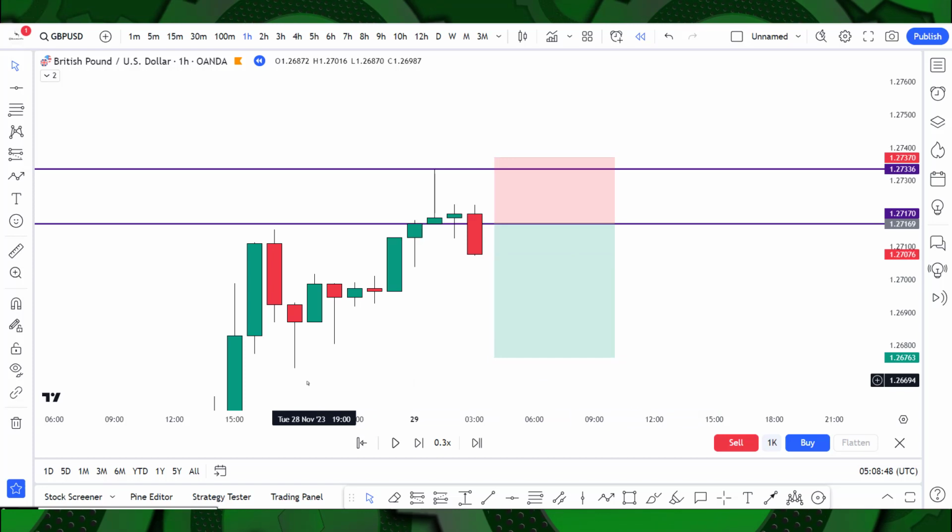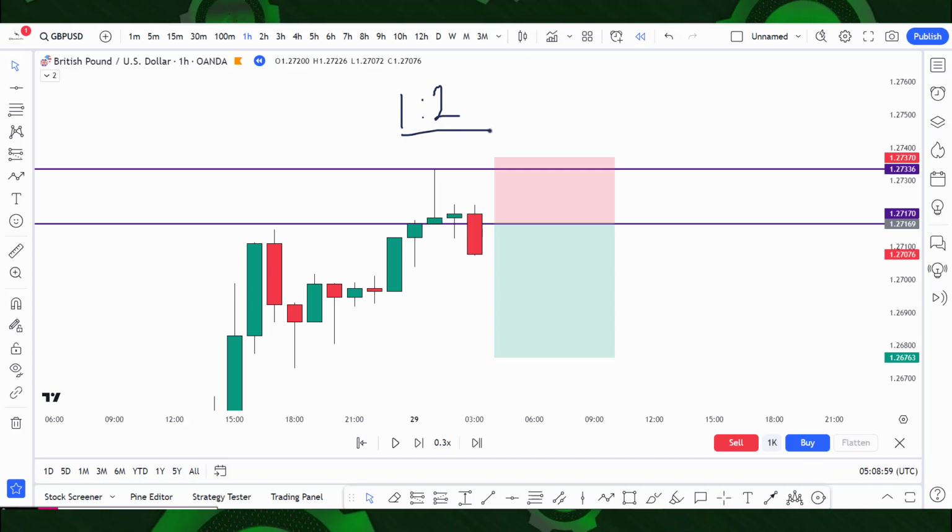So 1:2 is good. As a good trader, you need to go for 1:2 or more. You don't need to win every trade. You just need to win 50% of your trades to be in profit. So as a good trader, you don't feel bad when you lose a single trade.